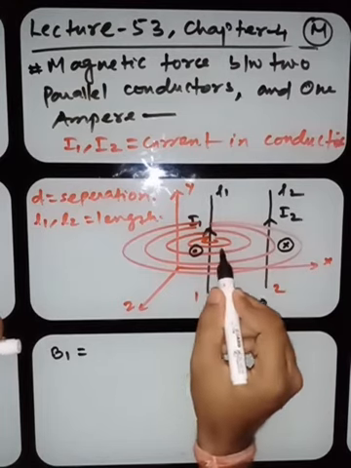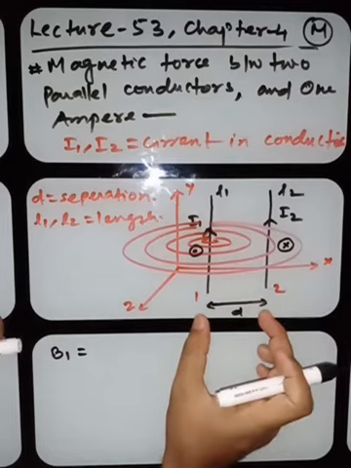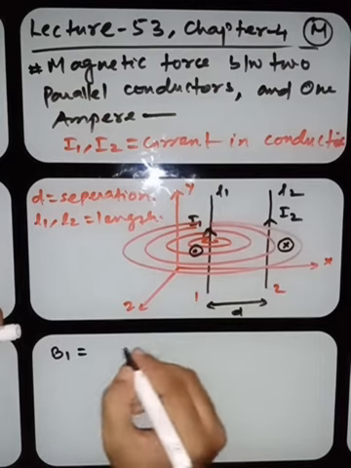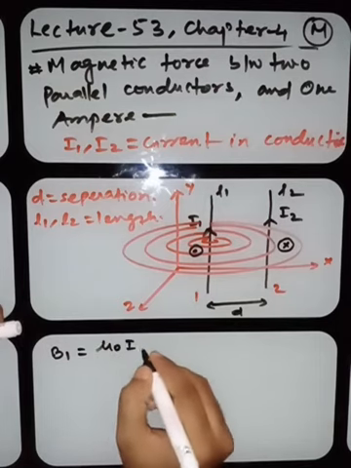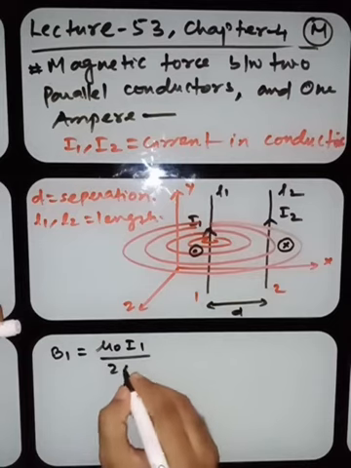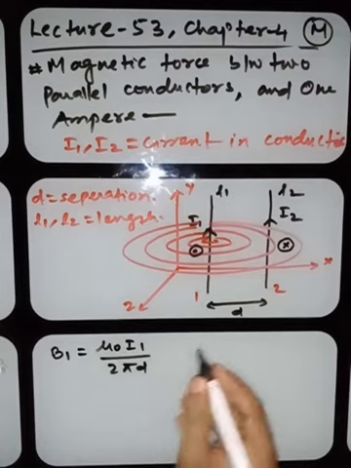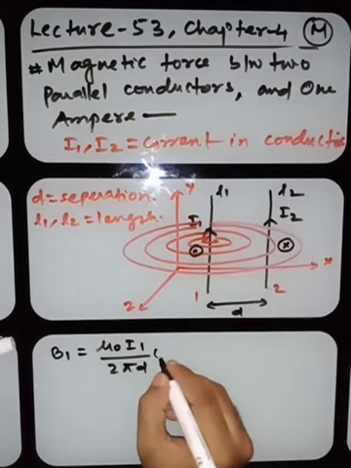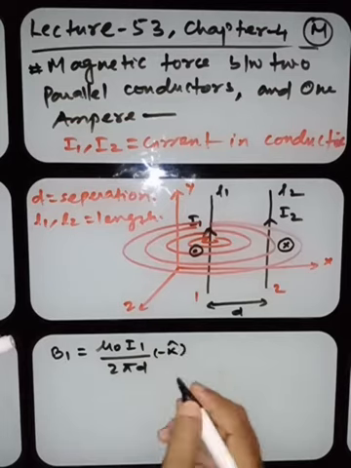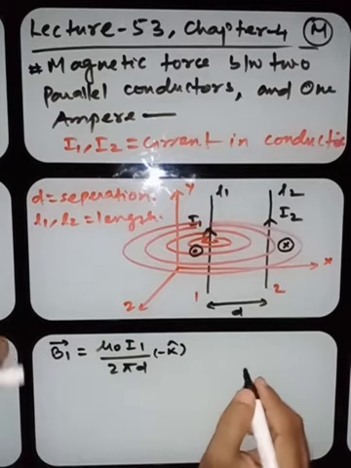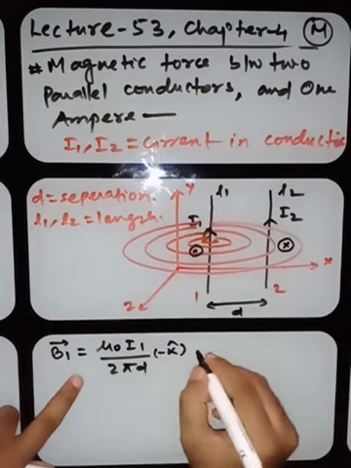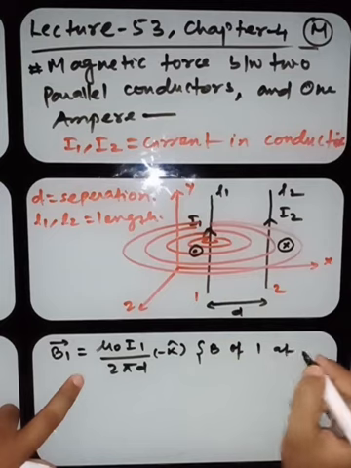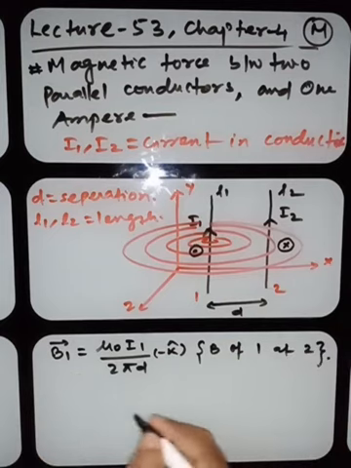At which distance do we have to find the magnetic field? D distance. Due to which conductor? Due to conductor 1. So the magnetic field will be mu naught I1 divided by 2 pi d. At this point the direction of the magnetic field is downward, so it is minus k. I hope you understand. This is the magnetic field B of conductor 1 at 2, you can mention.